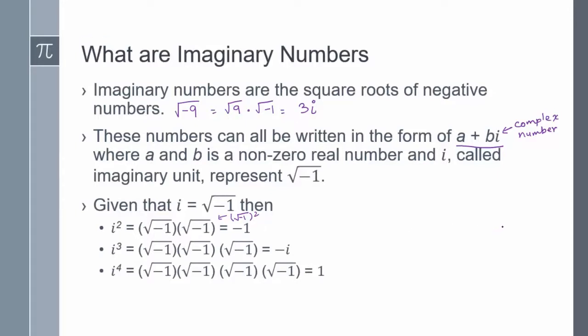i cubed is the square root of negative 1 times the square root of negative 1 times the square root of negative 1, which gives me negative 1 times the square root of negative 1, and the square root of negative 1 is i, so I'm just left with negative i. i to the power of 4 is the square root of negative 1 four times, which equals 1. The reason for this is that this multiplies to negative 1, and this multiplies to negative 1. Negative 1 times negative 1 is 1.